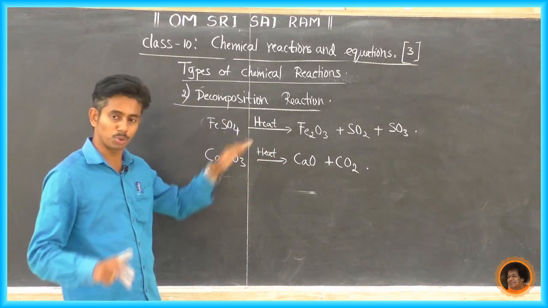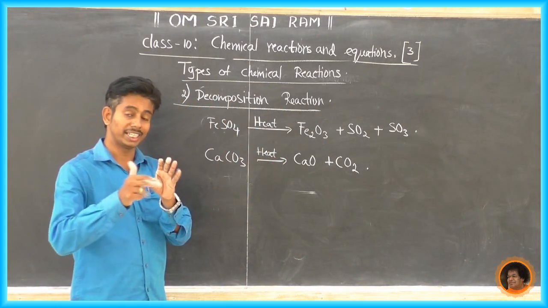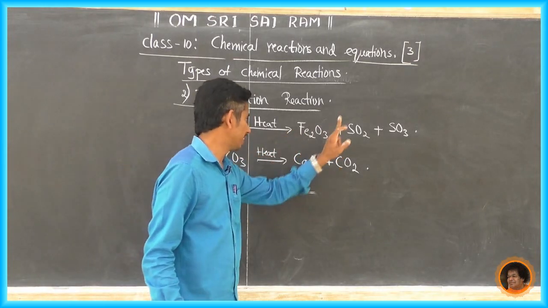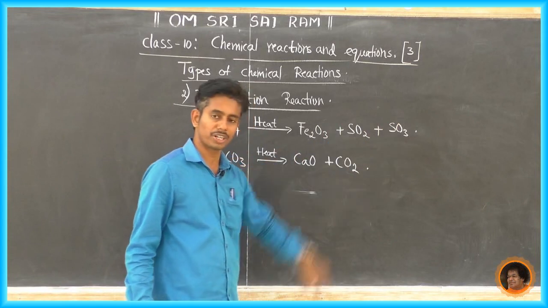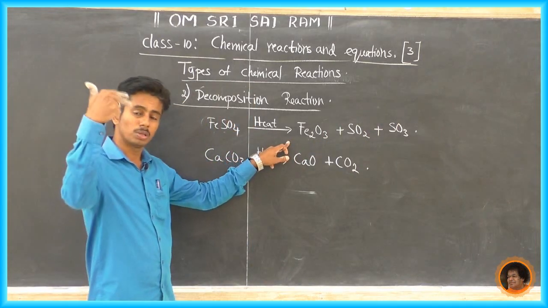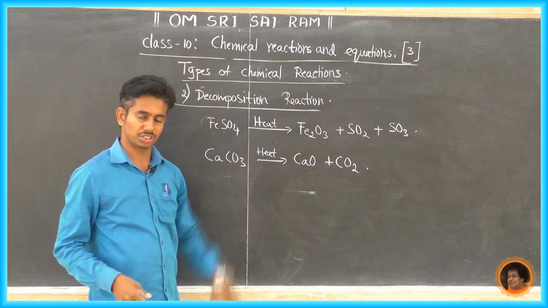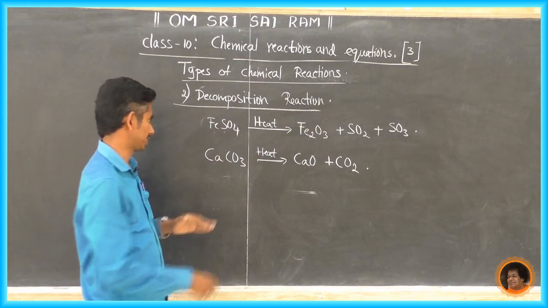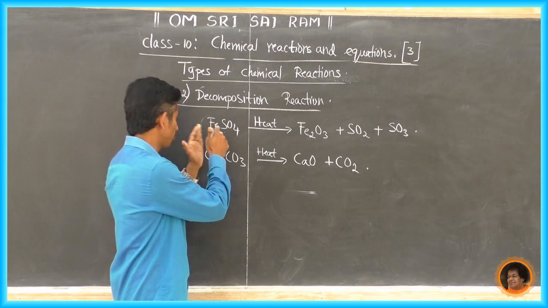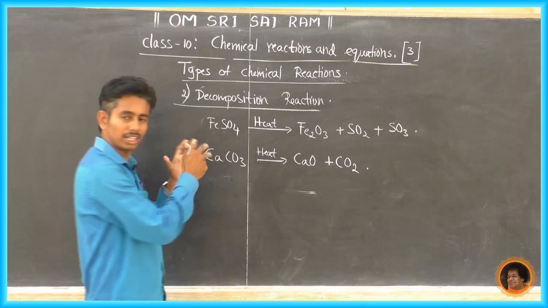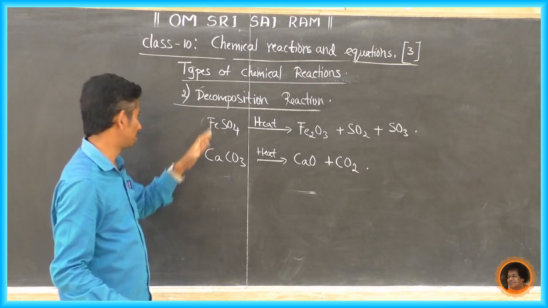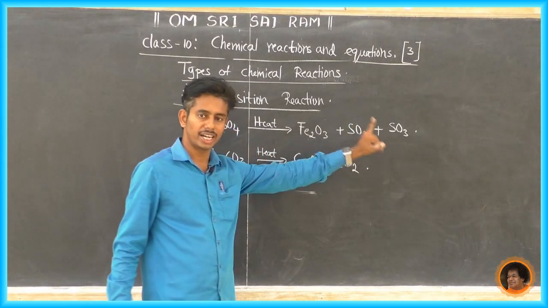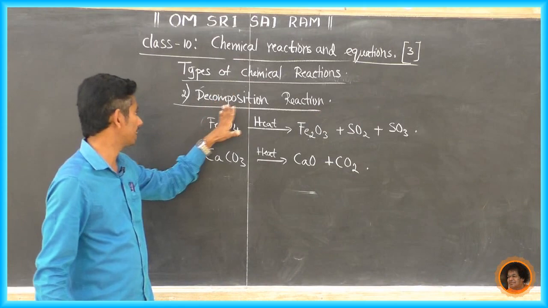What is the meaning of decomposed? It breaks into ferric oxide, sulfur dioxide and sulfur trioxide. It gives more than one product. It is called a decomposition reaction. When we give heat to ferrous sulfate, this single reactant breaks up into ferric oxide, sulfur dioxide and sulfur trioxide. This is an example of a decomposition reaction.